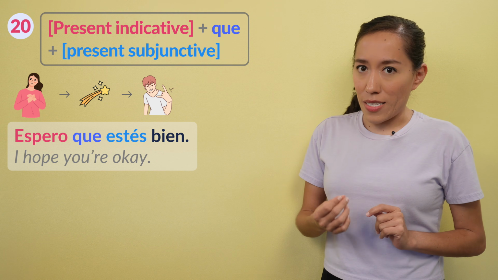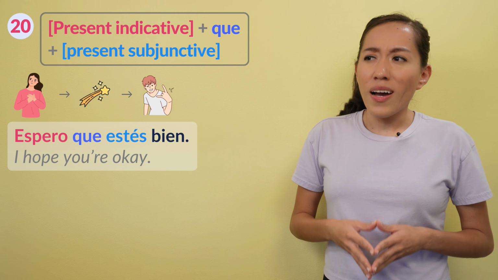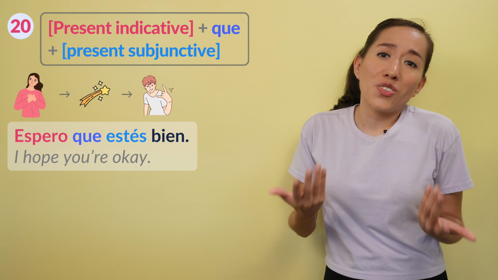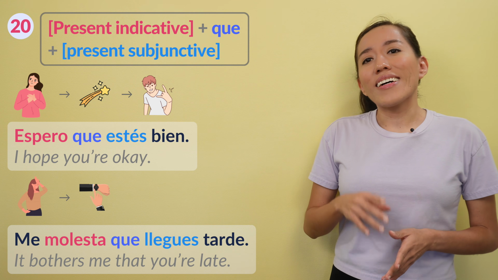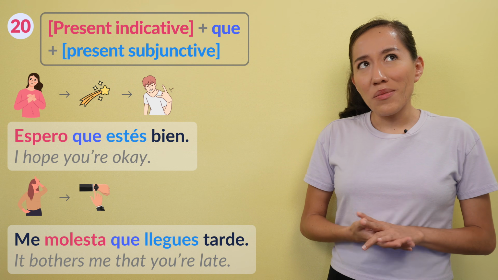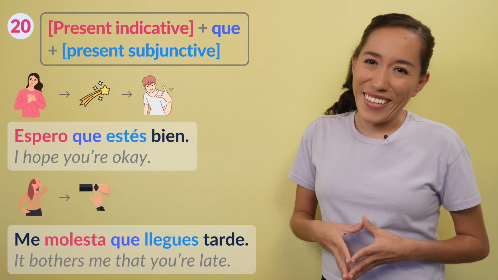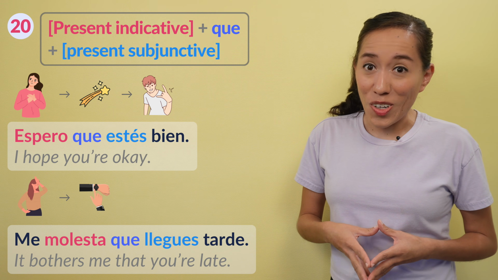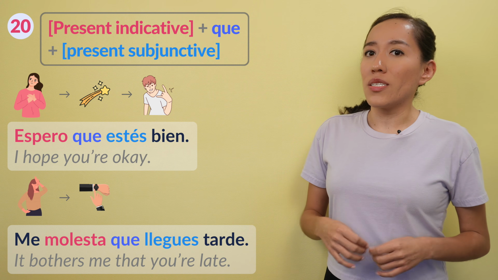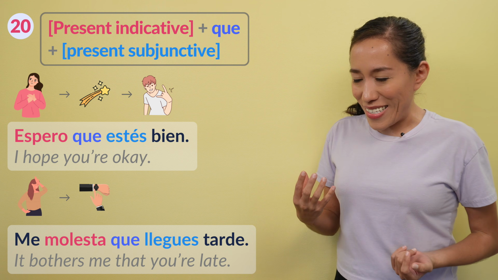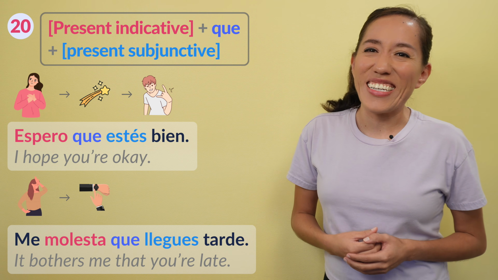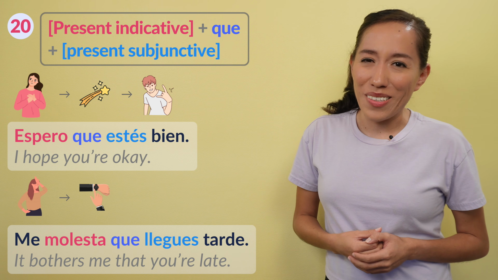Espero que estés bien. This is a hope. I really hope you're okay, but I just don't know. Me molesta que llegues tarde. You might be wondering, why do we need a subjunctive in this case? I'm not upset all the time. I only get upset when I'm triggered. Me molesta que llegues tarde. It doesn't happen all the time, but I get upset when it happens.